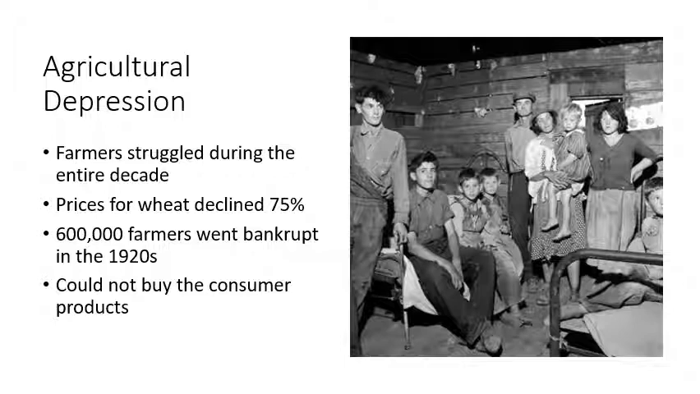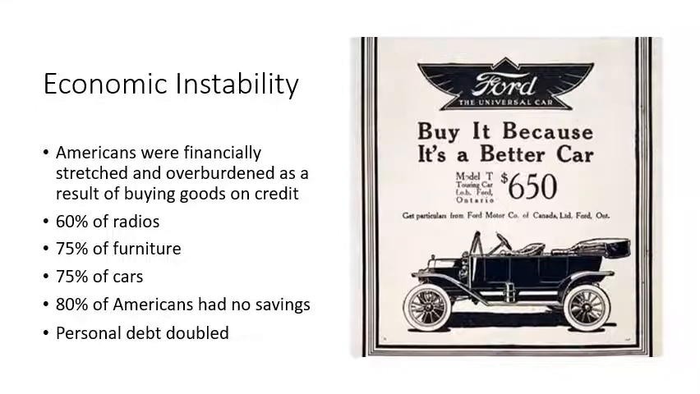And what this means is people in agricultural societies in the country outside the cities could not buy a lot of those consumer products. So they're falling even farther behind people who are in the cities. So what happens is there's a lot of economic instability. With Americans buying goods on credit, Americans were financially stretched and overburdened as a result of buying these goods on credit.